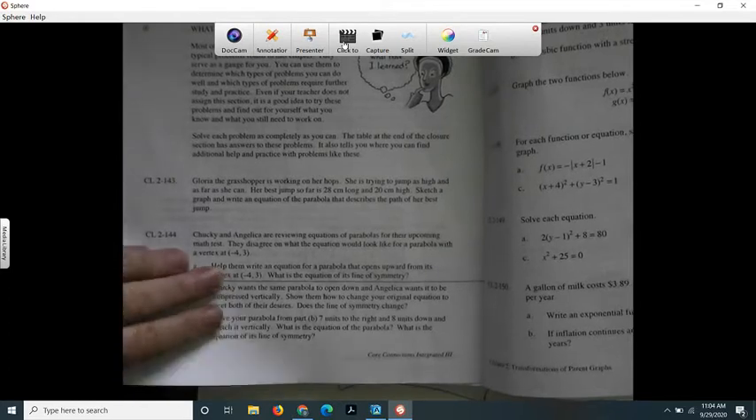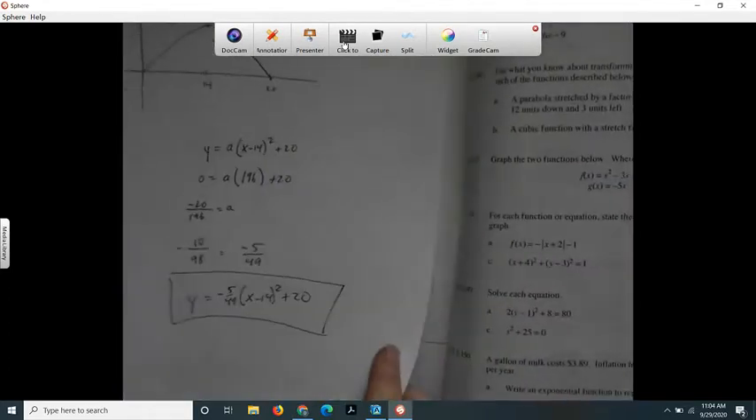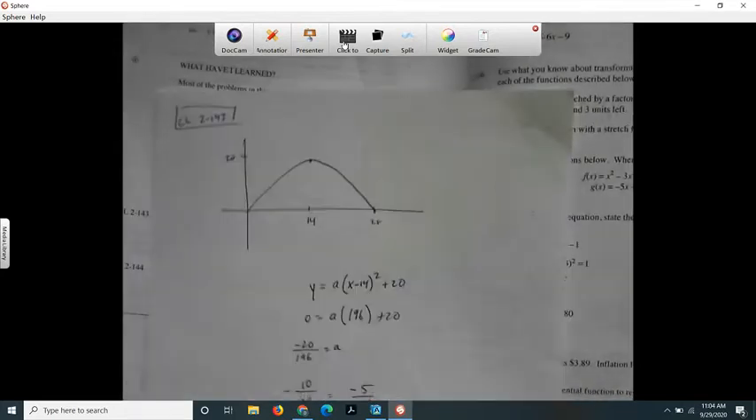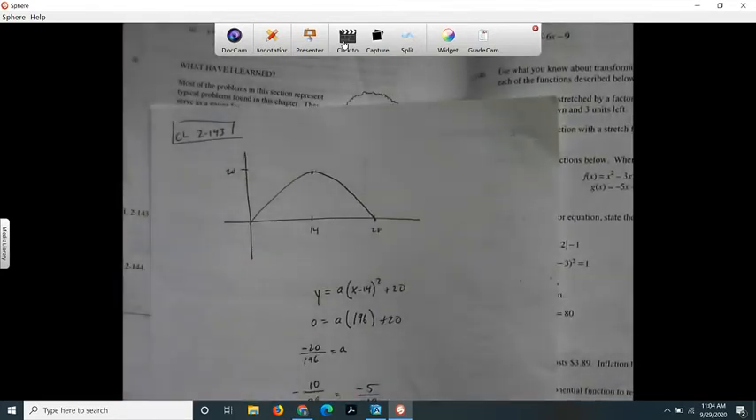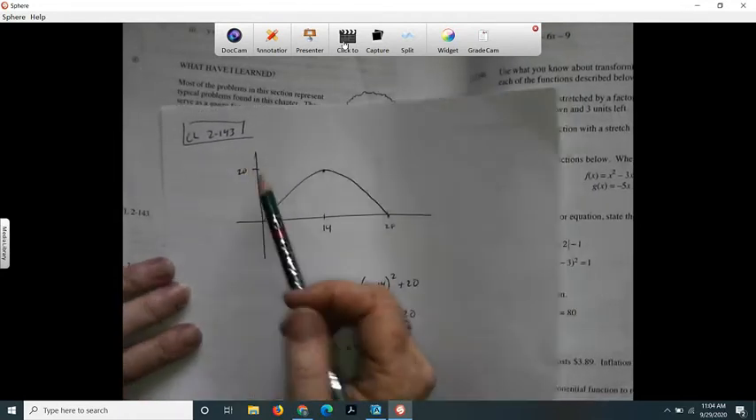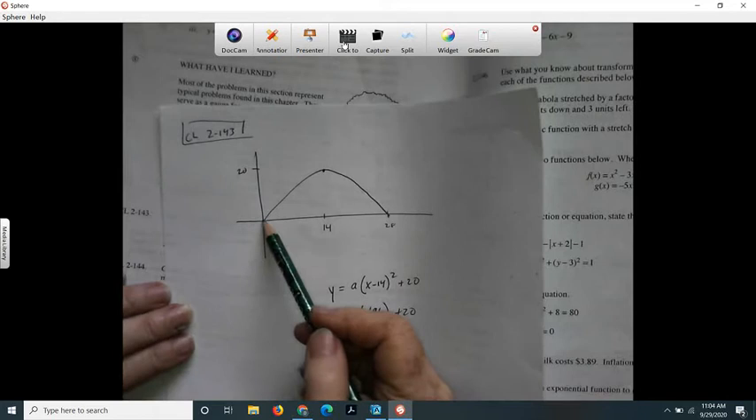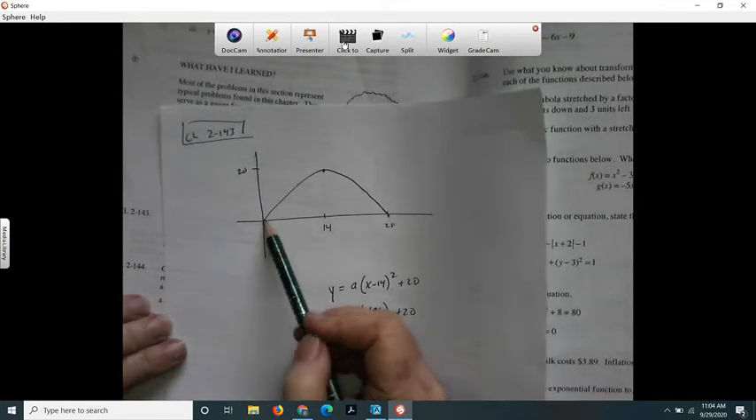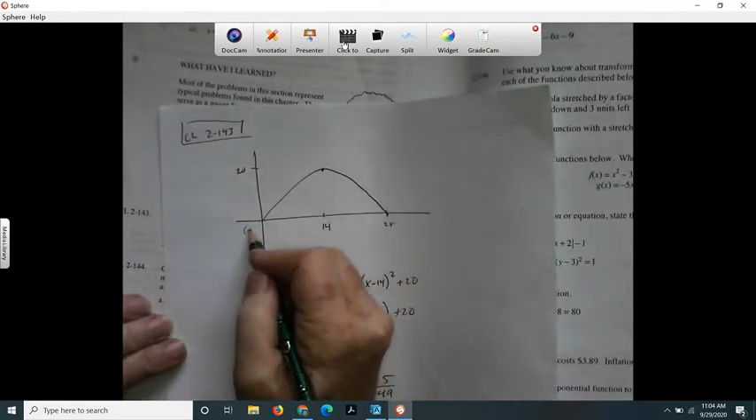So I already did the problem. I was hoping that everybody knows how to do these now because we've studied them a little bit. The easiest way to make a graph is to have one of the x-intercepts at the origin. That way you have the point (0, 0) on your graph.